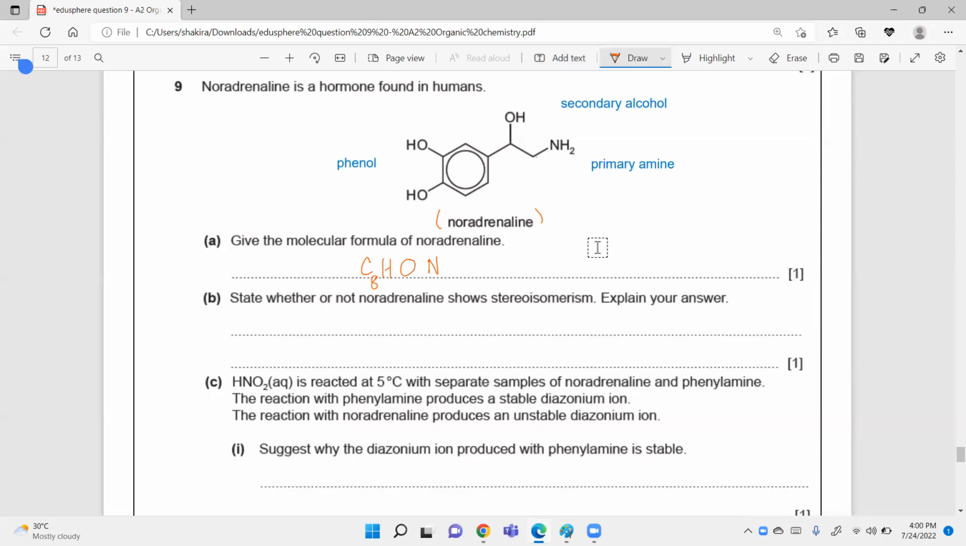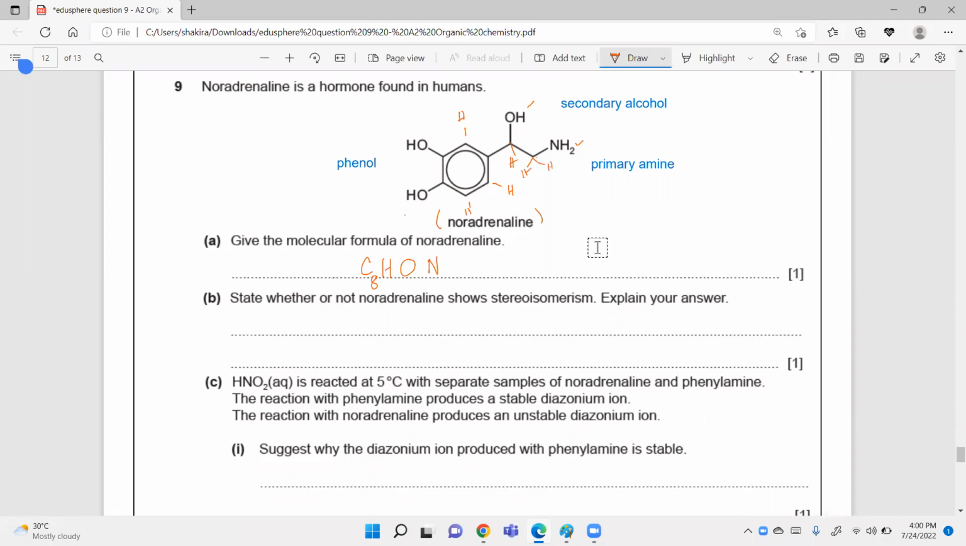How many hydrogen are there? We have, in the ring, only 4 hydrogen. Why? There's 1 hydrogen here, 1 hydrogen here, 1 hydrogen here. In other places, there are substituent groups. So 1, 2, 3, 4, 5, 6, 7, 8. Plus, there's 1 hydrogen. And there are 2 hydrogen here.